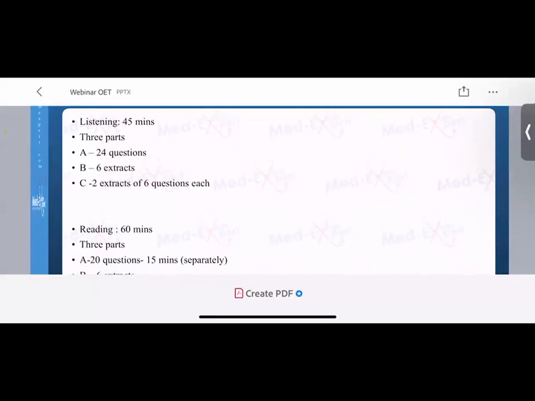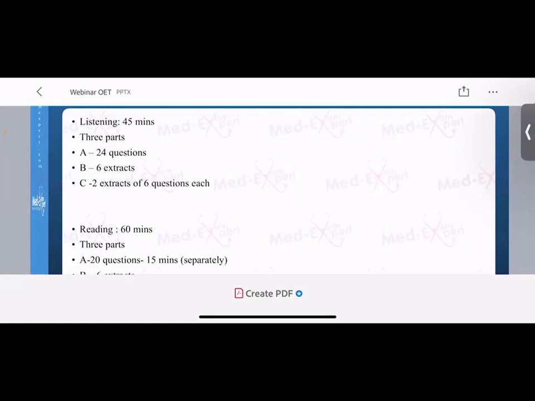The listening subtest is 45 minutes and it is the first module in your exam. It consists of three parts, which are A, B, and C. Part A has 24 questions and it is the easiest one.